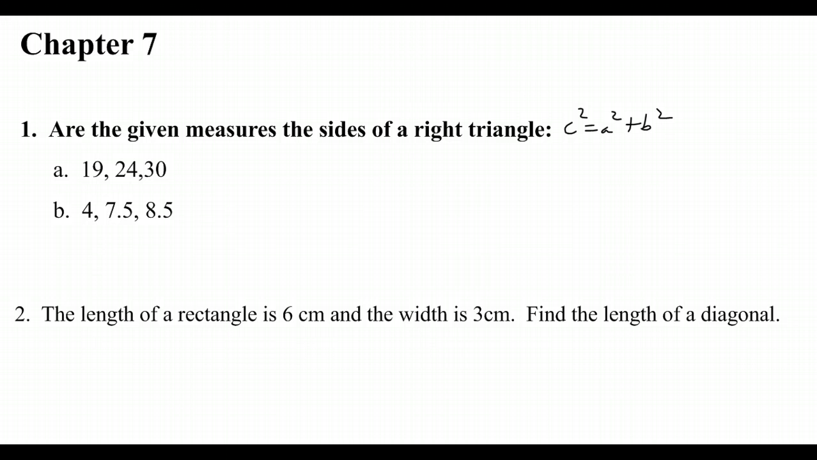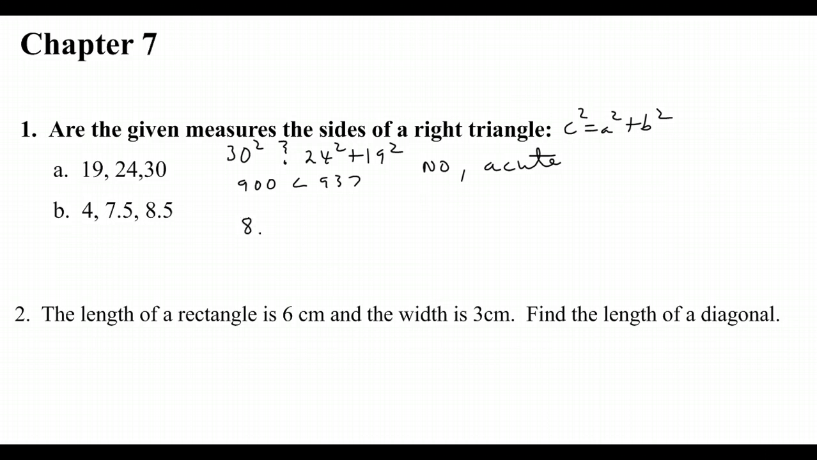So in this case, what I need to know is how is 30 squared related to 24 squared plus 19 squared? Because remember, our longest side would have to be c. That comes out to be 900, and this comes out to be 937, so it is less. So no, it is not a right triangle. Actually, it is an acute triangle, since c squared is less than a squared plus b squared.